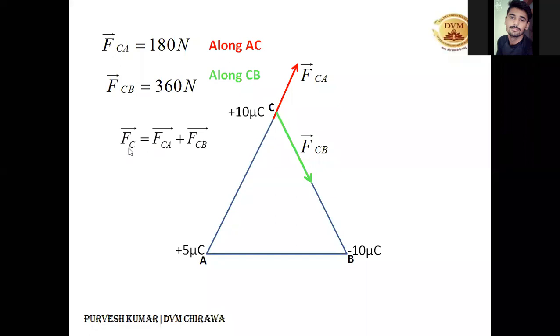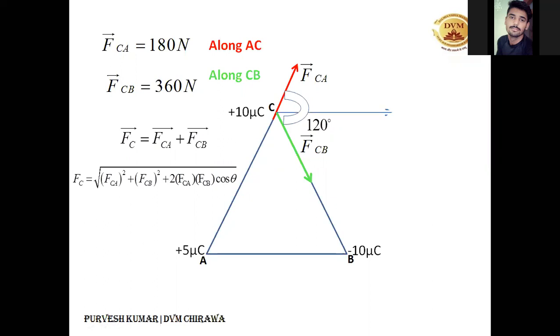That's what I have written, that FC vector is equal to FCA vector plus FCB vector. And we know how to add these vectors by using the parallelogram law. So it will be like the square root of FCA square plus FCB square plus 2 FCA FCB cos theta, where theta is the angle between FCA and FCB. And it is your 120 degree. We know this. So putting 120 degree over here and using the values of FCA and FCB that we have just calculated in the previous slide, I can find the magnitude of the resultant force on the charge placed at C. And this resultant will be somewhere over here.